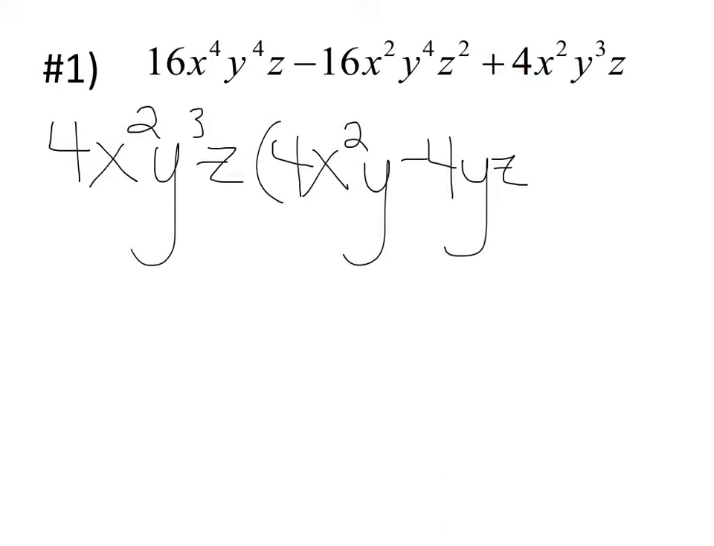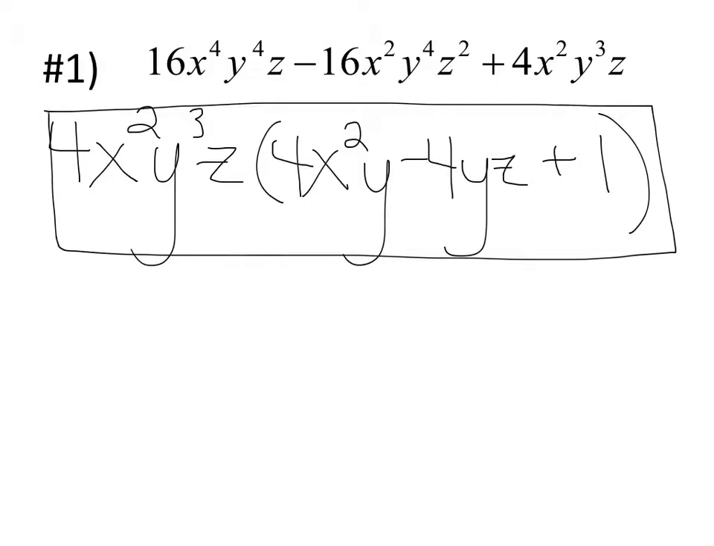Then looking here, 4 divided by 4 is 1, so we don't have to write anything there. But it is plus. And then we took all of the x squareds, we took all of the y cubes, and we took all of the z's. So since we took everything, you still have to write a 1. Okay, so that is your final answer. All we're doing right here is factoring out the GCF.